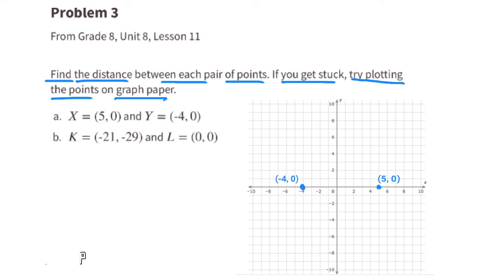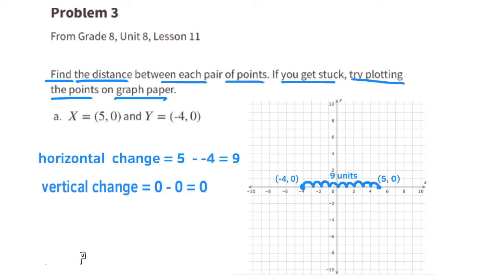We can see the difference between these 2 points. The difference between -4 and 5 is 9 units. So the horizontal change is 9 units. The vertical change is 0.